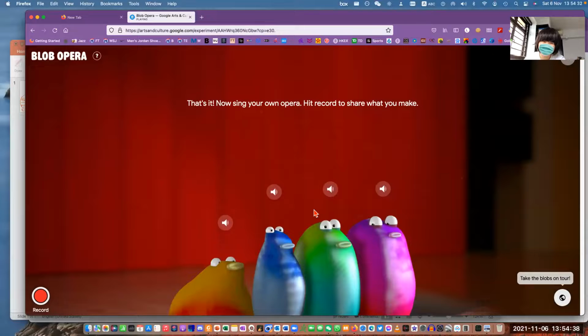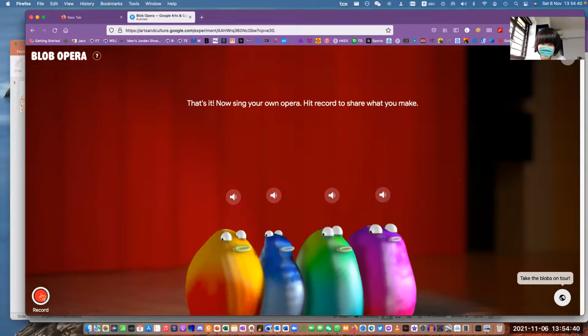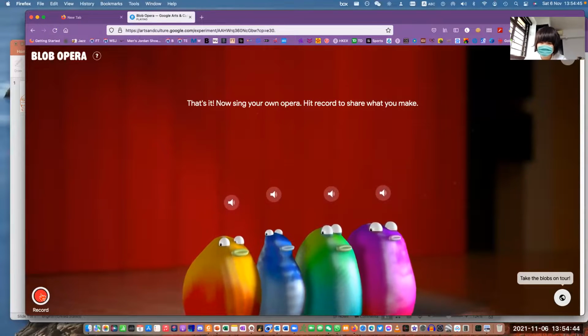So you can even record it. After that, you record. So basically, you have a video to show to your friend and your mom. Then you have created this sound. You call this a sound experiment. Then you can actually show off your music talent.